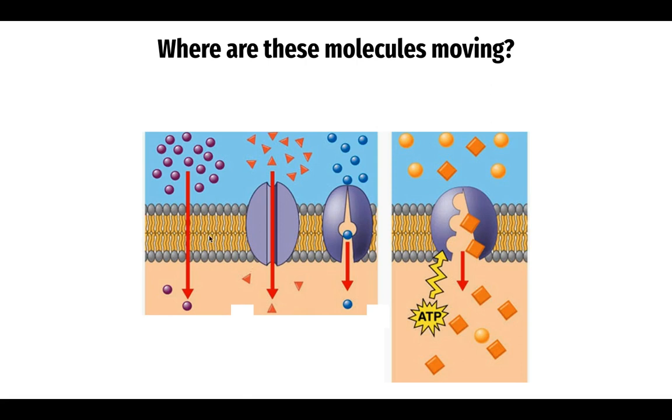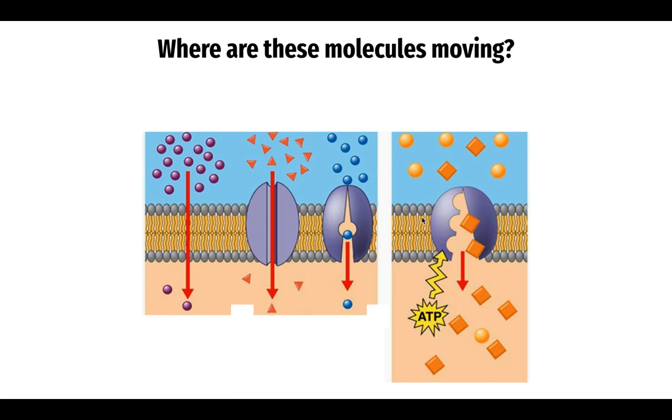Remember that these are polar, and here is a nonpolar region, hydrophilic and hydrophobic. I see a large concentration here, so a high concentration, moving towards a low concentration. I see a high concentration here moving through a protein now to a low concentration. I see a high concentration moving towards a low concentration. That's exactly how the molecules are moving, from a high concentration of molecules to a low concentration of molecules.